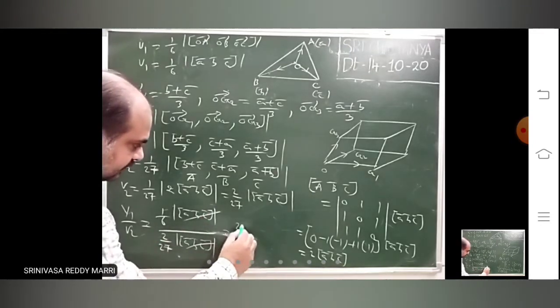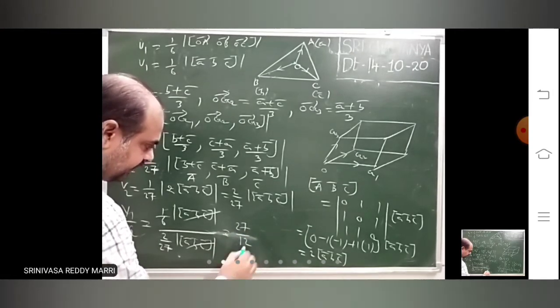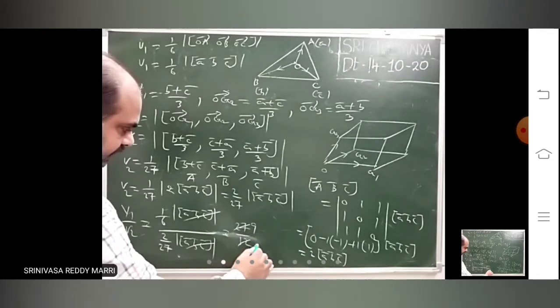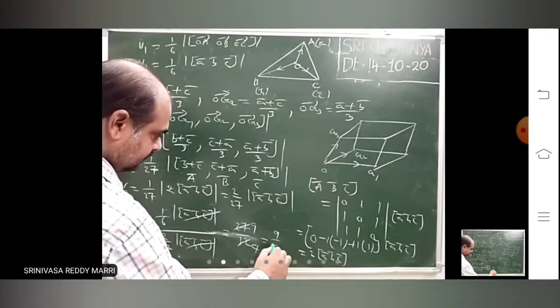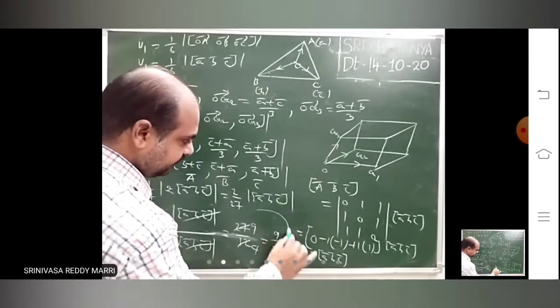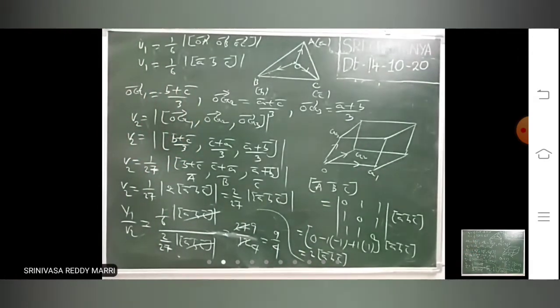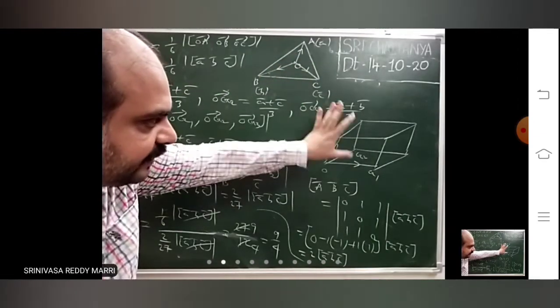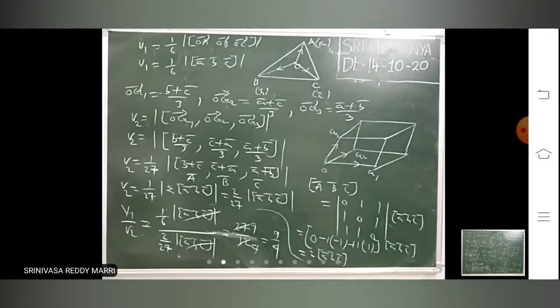So 27 divided by 12. So 3 nines, 3 fours. 9 divided by 4 is the answer. Like that. Always for tetrahedron coterminous edges and parallelopiped coterminous edges you take.